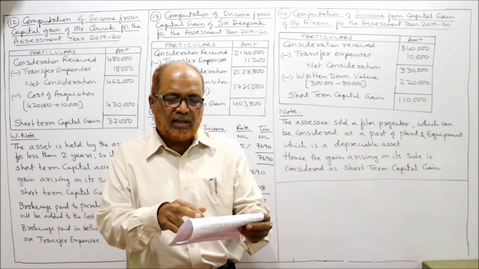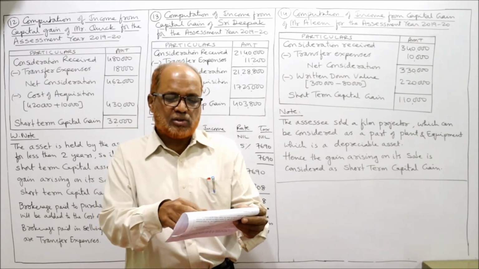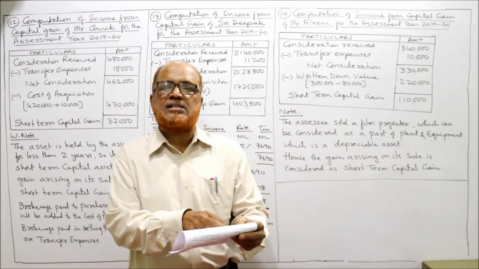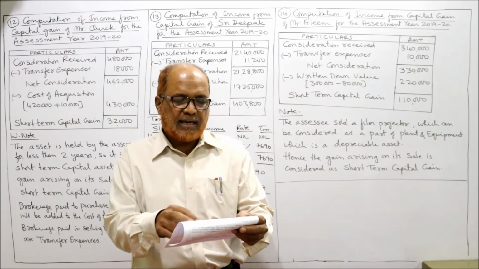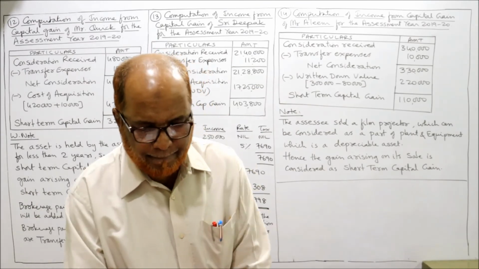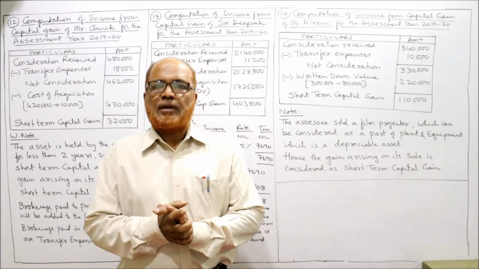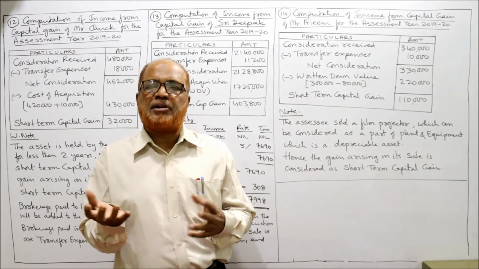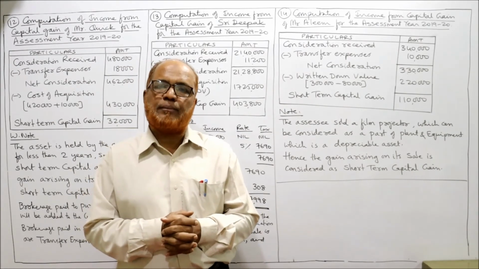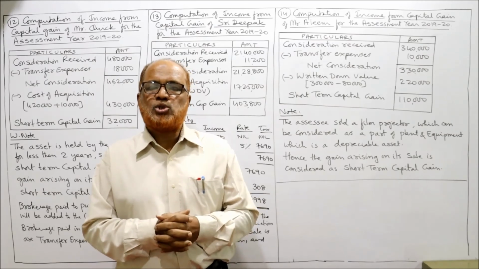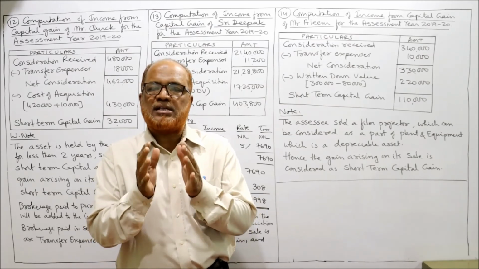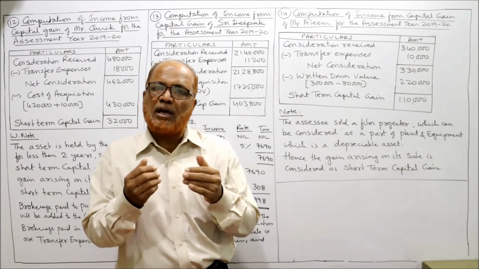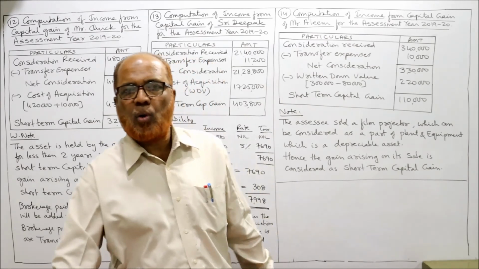It is sold during the year for 3,40,000, and expenses on sale amounted to 10,000. These are the selling expenses, transfer expenses. Calculate income from capital gain. Now, the film projector will be treated as equipment, machinery, which is depreciable. So any gain arising on the sale of machinery is a short-term capital gain, irrespective of the period of holding.